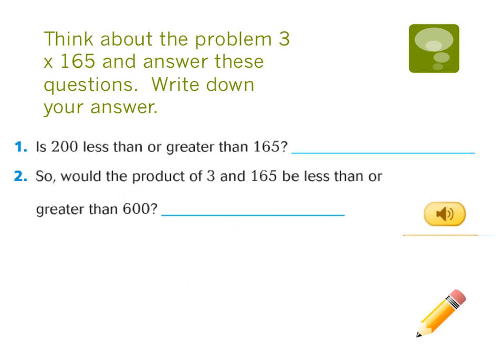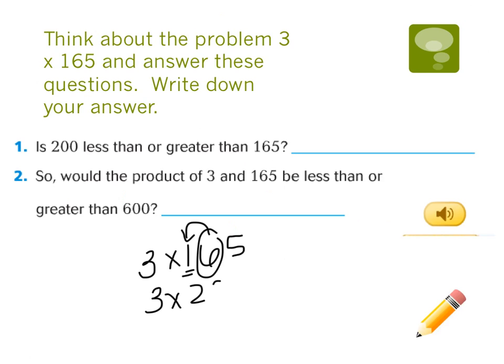Now think about that problem, 3 times 165, and write down these questions and your answer. We rounded to find the estimate for 3 times 165 to the nearest hundred, and found our estimate using 3 times 200 to equal about 600. Is 200 less than or greater than 165? And would the product of 3 and 165 be less than or greater than our estimate of 600?